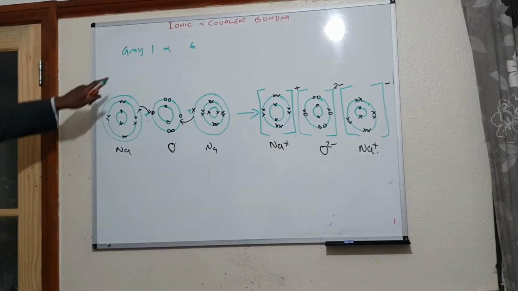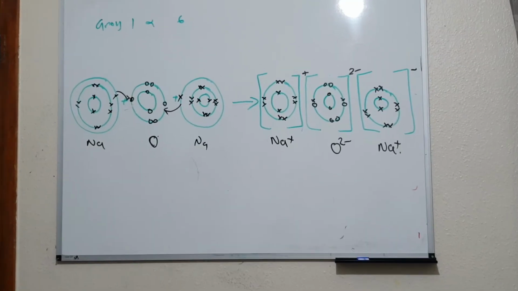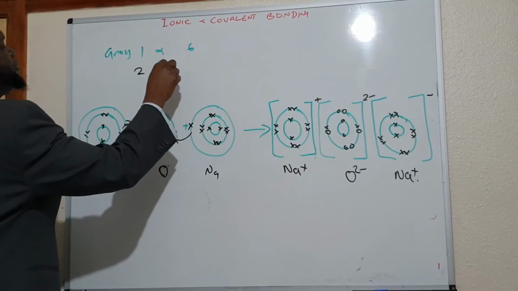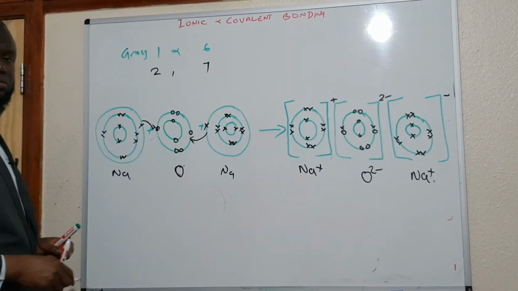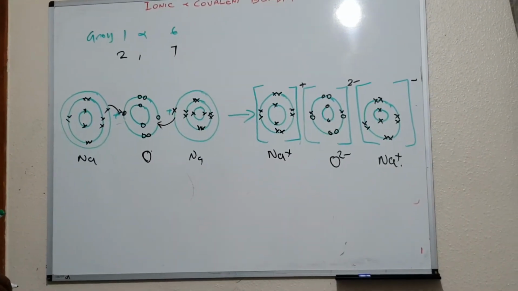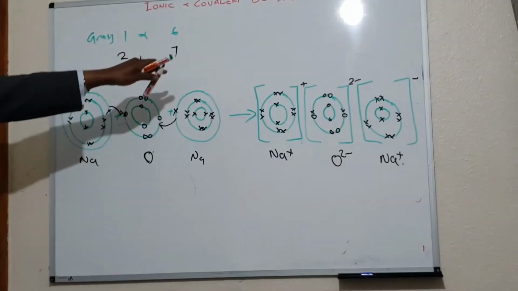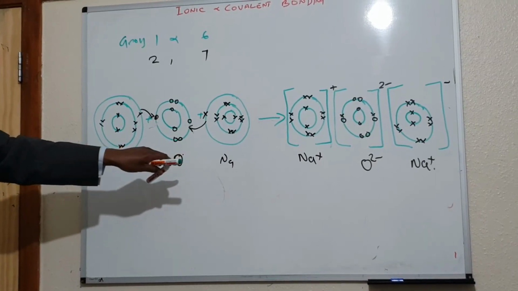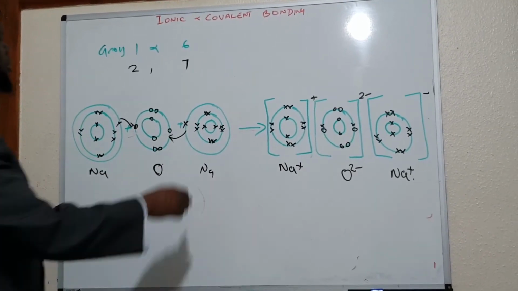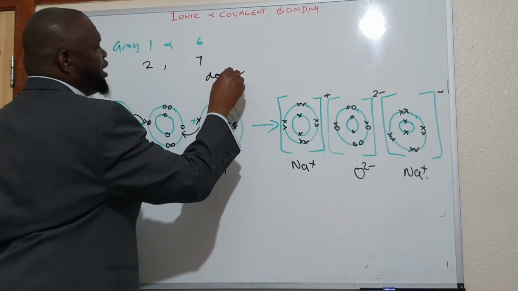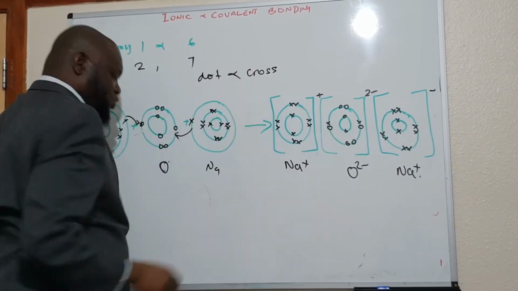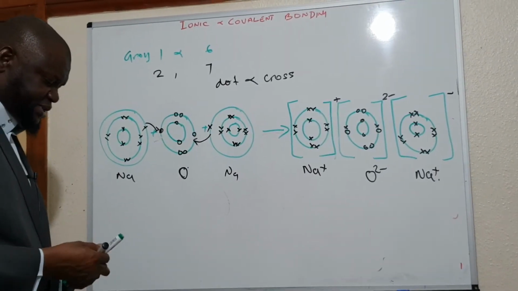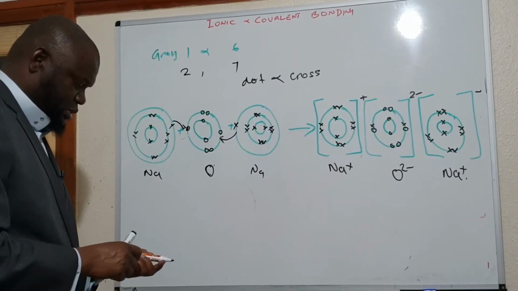Okay? You see, this is between group 1 and group 6. So the next one we have to do group 2 and group 7. You can do your own practice, yes? Between group 3 and group 7. But the same pattern. Okay? So this is called the dot and cross diagram. In the exam, they can ask you to draw the dot and cross diagram between the reaction between sodium and oxygen. And that is very important that you know.